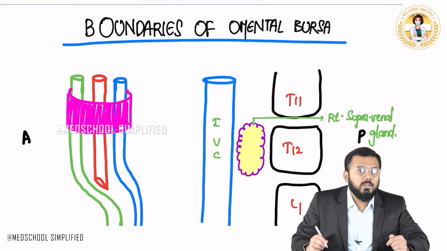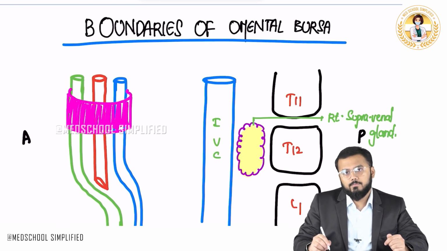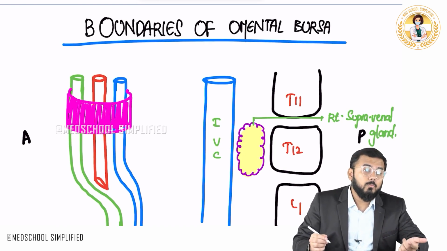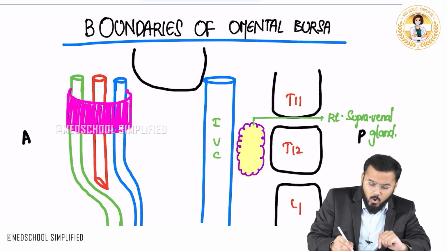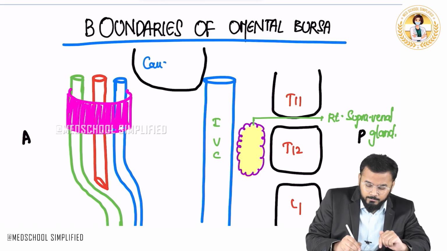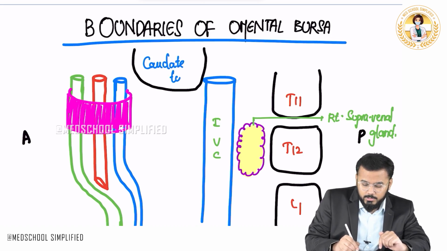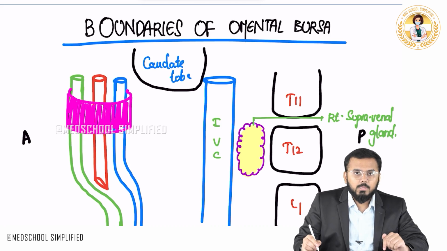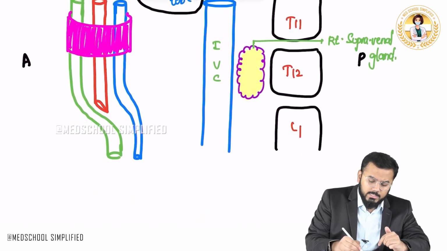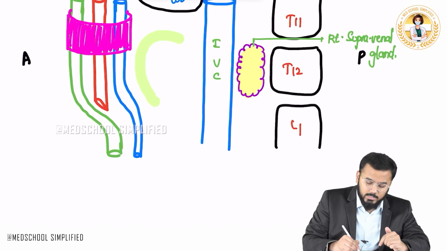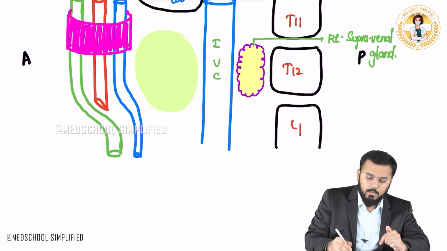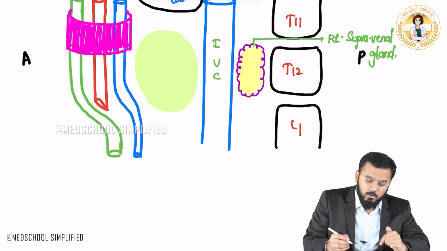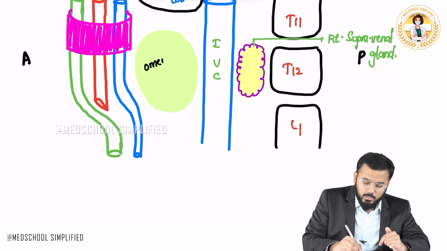But in the liver, we have different lobes: the right lobe, the left lobe, the quadrate lobe, and the caudate lobe. Whatever lobe I am drawing right now is your caudate lobe of the liver. Now this central opening which you can see here is what is called your omental bursa.